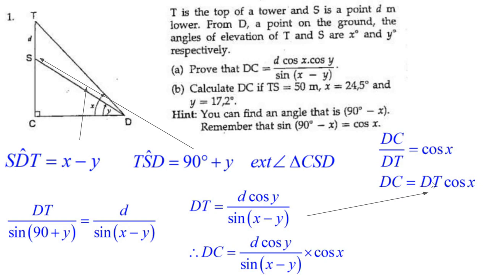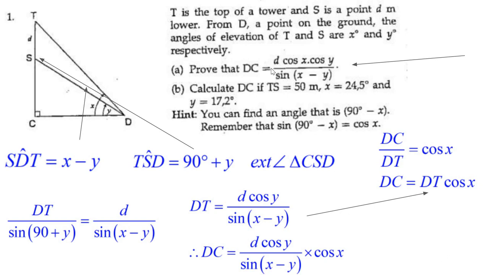Well, we've got DC equals DT times cos X. All we do is take this DT and substitute it in there. And what do we get? We get DT times cos X. Hey, cos X times cos Y. That would just go in here. That gives me the answer. I could write it out again, but I've just proven that DC equals this.